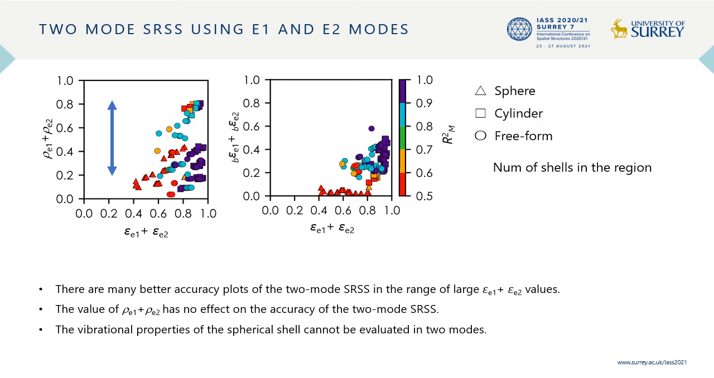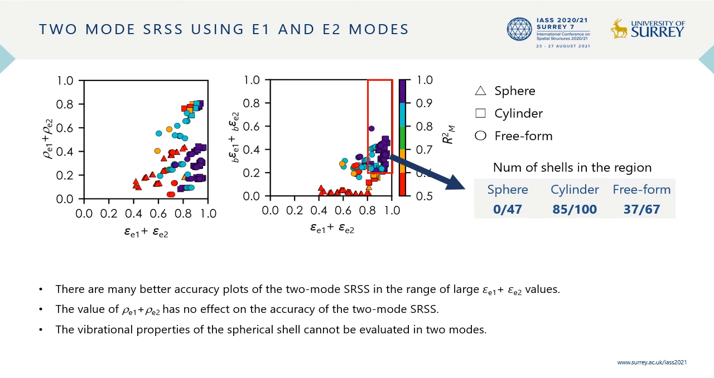On the other hand, the sum of the effective mass ratio is widely distributed and does not seem to correlate with the accuracy of the two-mode evaluation. If you look at the graph on the right, you can see that the spherical shell plots are concentrated in the range where the bending strain energy ratio is small. If you focus on the area of the red square, where there are many plots with good accuracy, 85% of the cylindrical shells and about 50% of the freeform shells are included in the range. On the other hand, there are no spherical shells for which two-mode evaluation is possible.